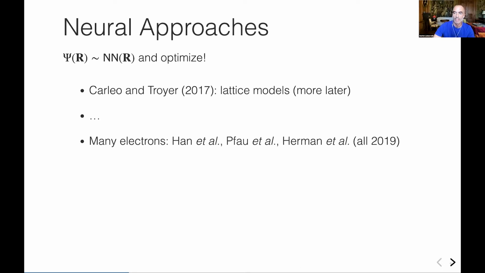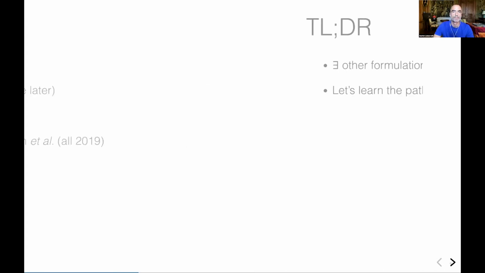So the idea here is, instead of doing this feature engineering, we model the many-body wave function using a neural network, and then we optimize in the usual way. And the modern era for this kind of approach really starts with this paper of Carleo and Troyer from 2017, which was applied to lattice models. And there have been very many papers since then, and maybe I'd just like to highlight 3 papers, all from 2019, which dealt with the many electron problem and all its complexities.